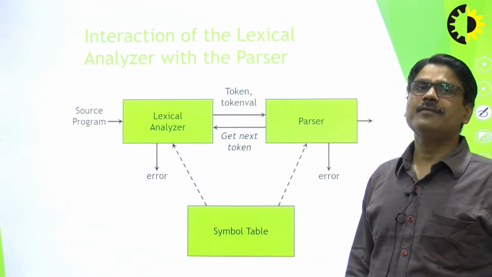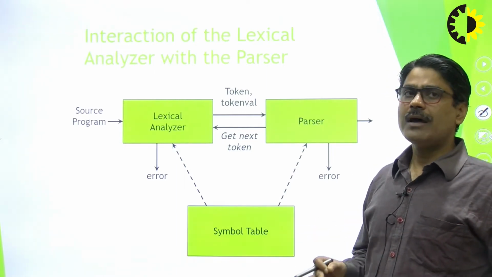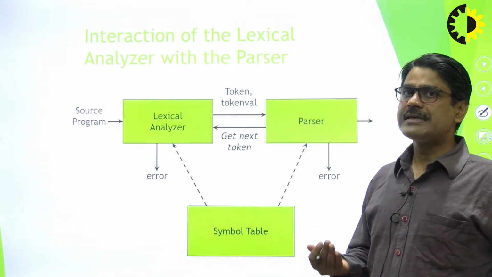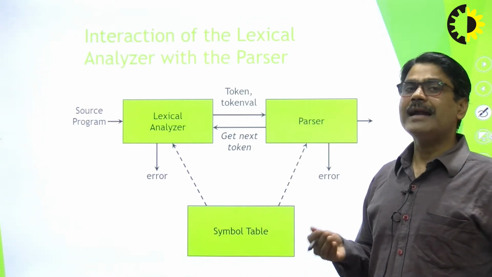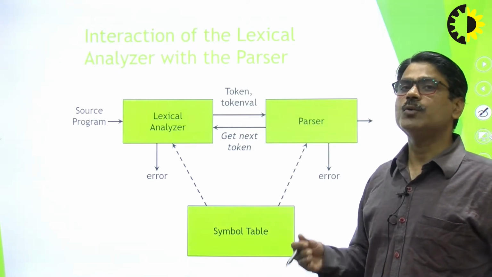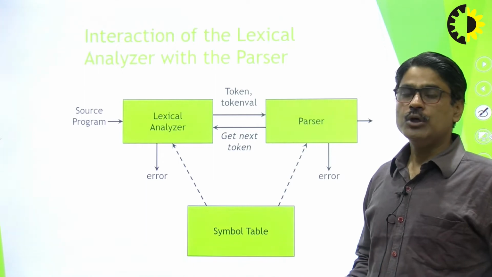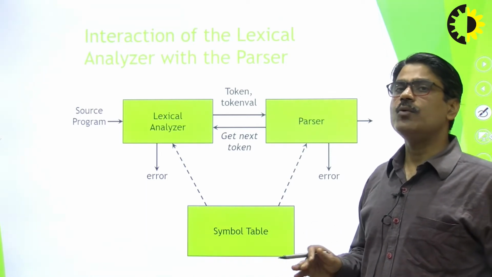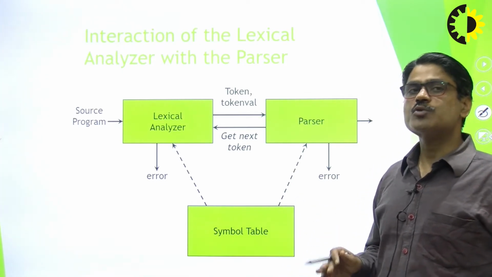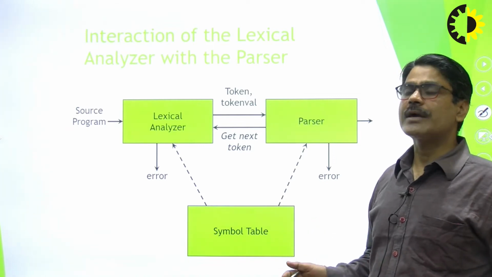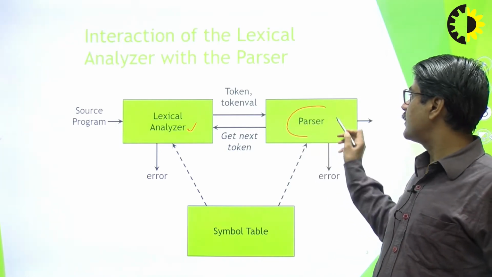If you look at the interaction of the lexical analyzer with the parser, what is its role? The role of the lexical analyzer is to provide tokens whenever required. Whenever the parser demands a token, the lexical analyzer provides the token so that the next phase can be executed. So the role of the lexical analyzer is only to provide the input for the parser. The source program is converted into tokens, and those tokens are taken as input for the parser.